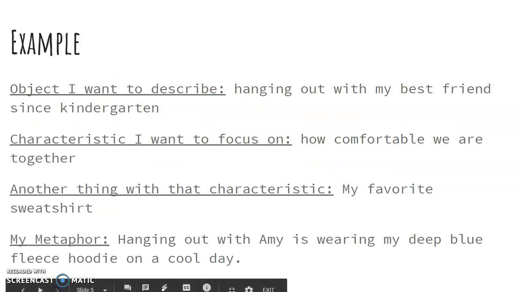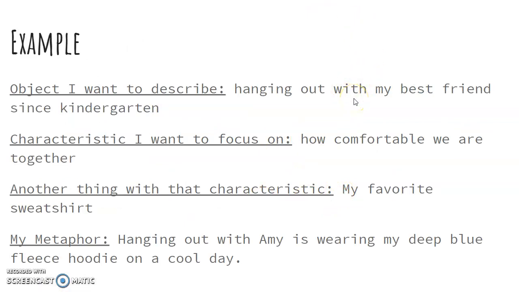So here's an example. The object I want to describe is hanging out with my best friend since kindergarten. So this is somebody I've known forever, just love being with them, always feel at home with them. And so I'm wanting to describe how comfortable we are together. So then I think about what's something that's super comfortable, that I love being around, that it doesn't matter who I am, that's where I want to be. I thought about my favorite sweatshirt.